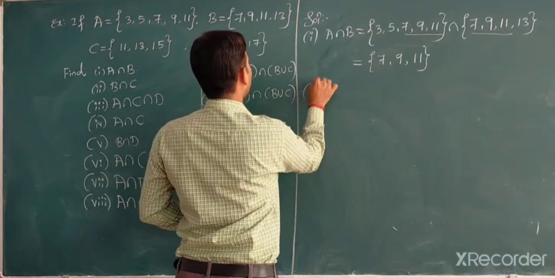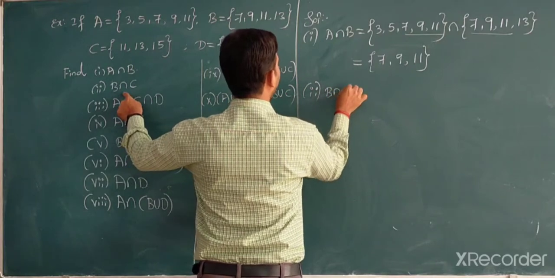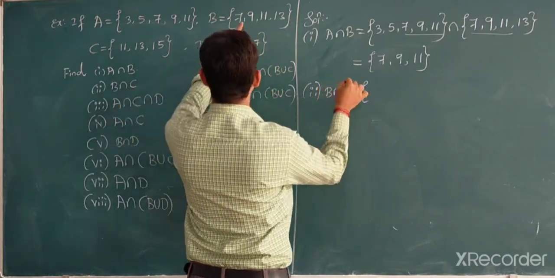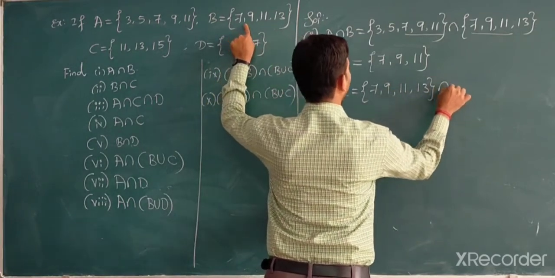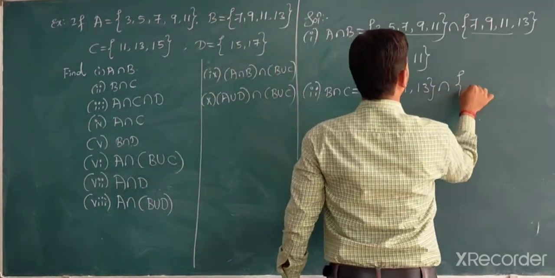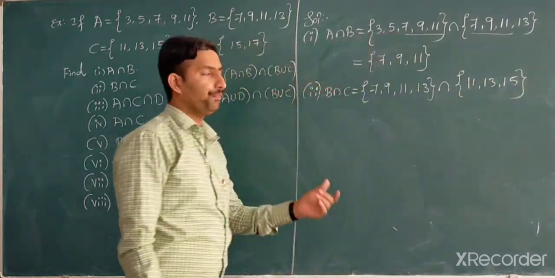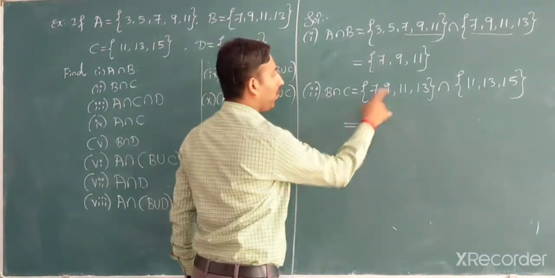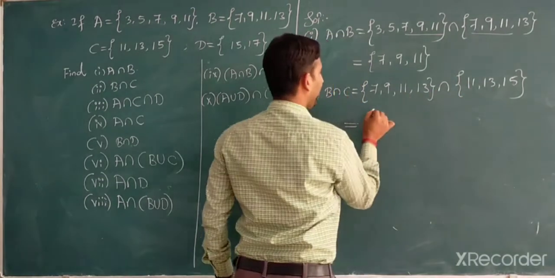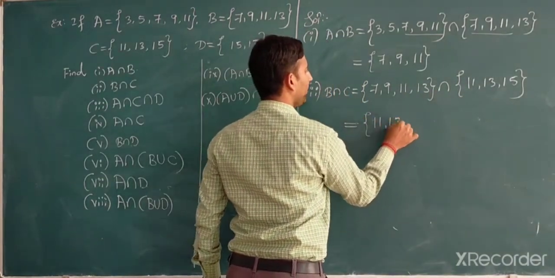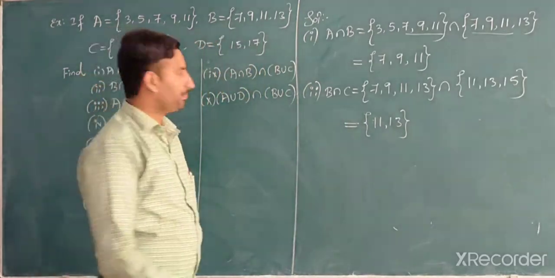After that, second one, B intersection C. B intersection C is equal to, what is the value of B? {7, 9, 11, 13}. B intersection, the value of C is nothing but {11, 13, 15}. Correct? What are the elements which are common for both B and C? 11 and 13. Therefore, you write it as {11, 13}, which are common. This value is nothing but B intersection C.